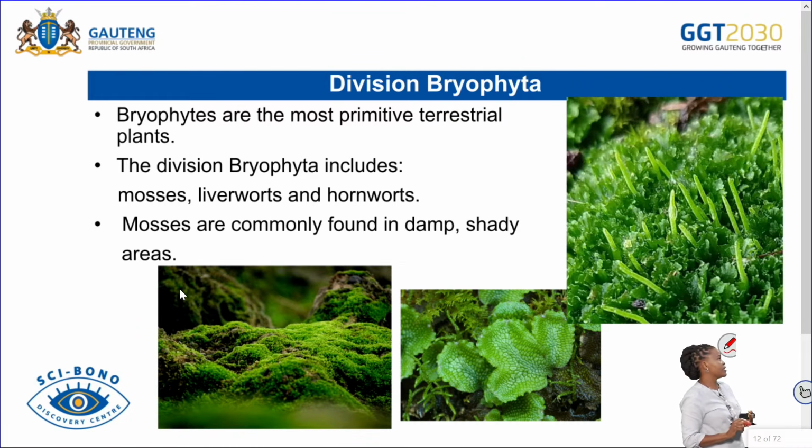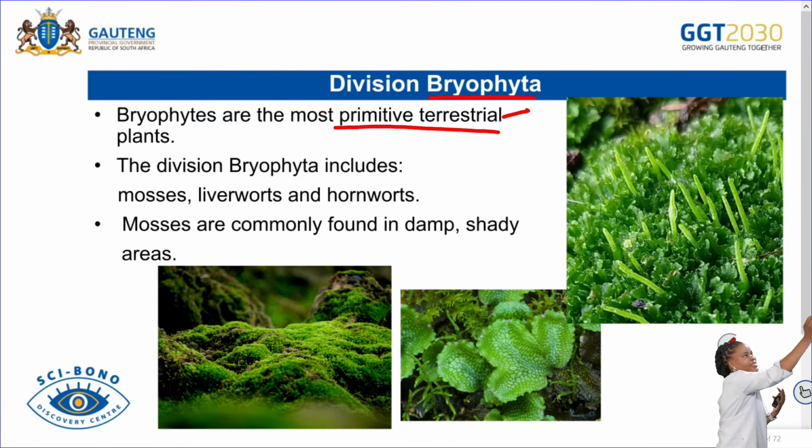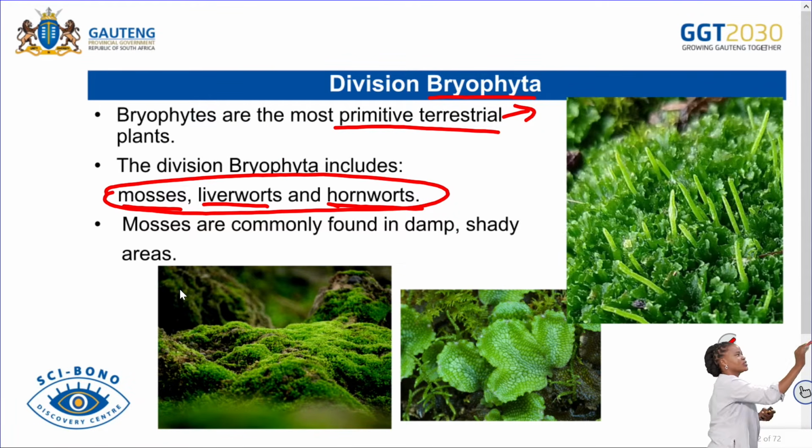So let us now get to the business of the day. The first division of our plants, we said, is the bryophytes. Now we need to know what exactly bryophytes are. Bryophytes are mostly primitive terrestrial plants. When we talk of terrestrial plants, we are simply talking about plants which are well suited to grow on land. The division of bryophytes includes the mosses, the liverworts, as well as the hornworts. So these are all examples of plants which fall under the division of bryophytes.